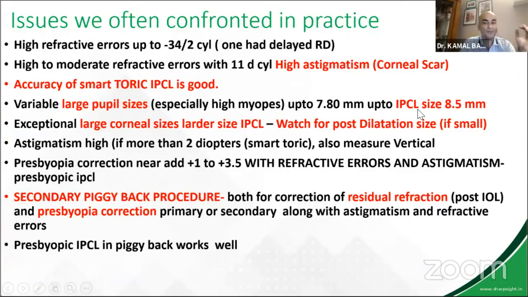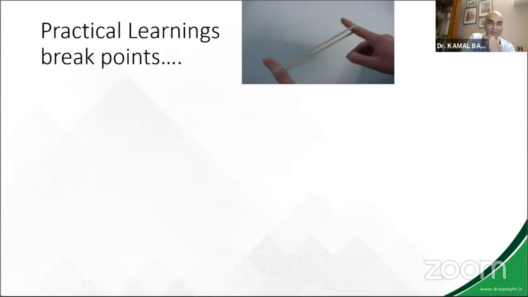I've used up to 8.5 millimeters, as I said. Very large corneas, you need to actually go in for a larger lens, so make sure that your pupil dilates well. Secondary piggyback procedure, I've used it for patients whom I operated 15, 20 years ago, and they are posterior synechiae, so I needed to break the synechiae. So I needed a thinner lens rather than a normal piggyback lens.